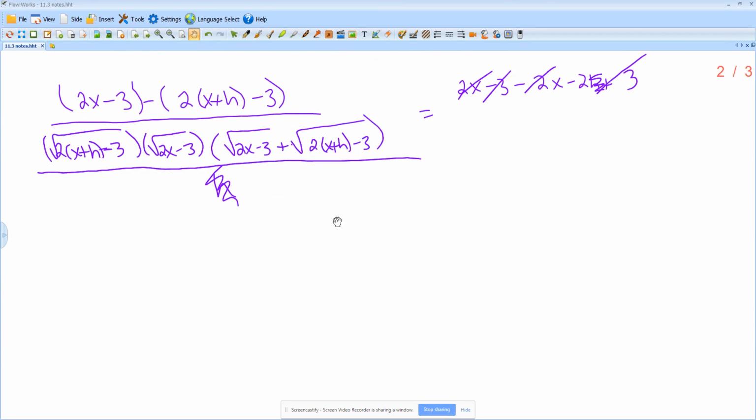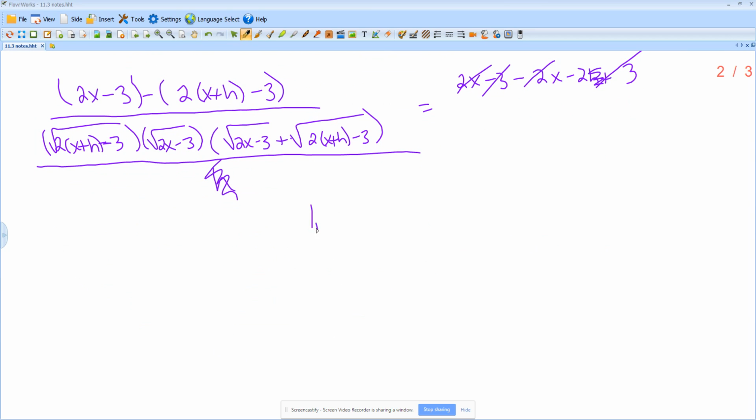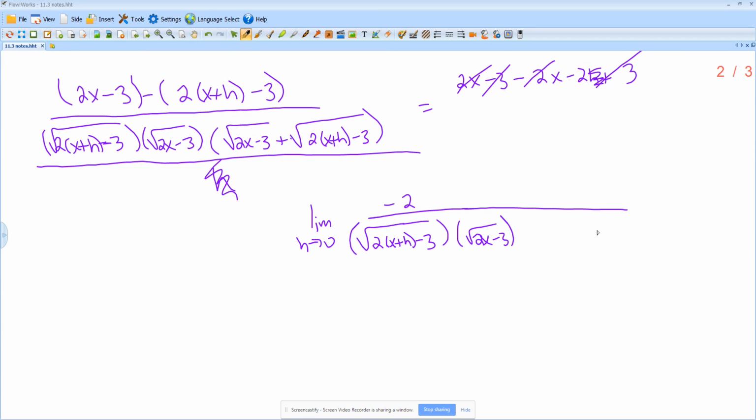So to give us some more space here, I now want the limit as h goes to 0 of negative 2 over the square root of 2x plus h minus 3 times the square root of 2x minus 3 times the square root of 2x minus 3 plus the square root of 2x plus h minus 3.